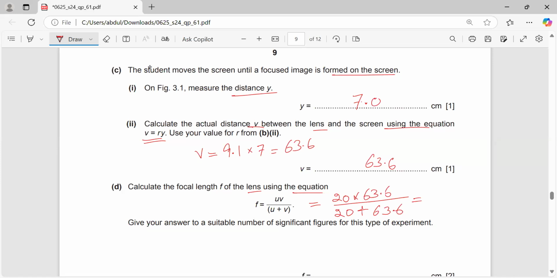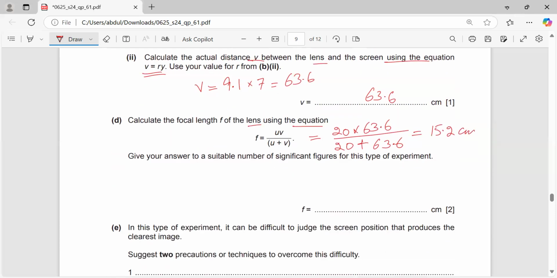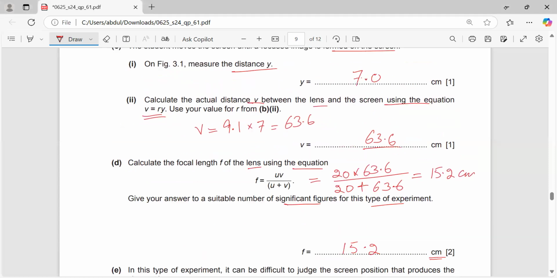Yes, dear friends, what is the answer? 15.2. Thank you. Stay blessed. 15.2, but don't forget to write centimeters. Give your answer to a suitable number of significant figures. Yes, same, 15.2 centimeters we can use. Mariam, Asil, your answers are matching. So 2 or 3 significant figures are workable, because here it is 3, here 2. So we will go with 3, no problem.